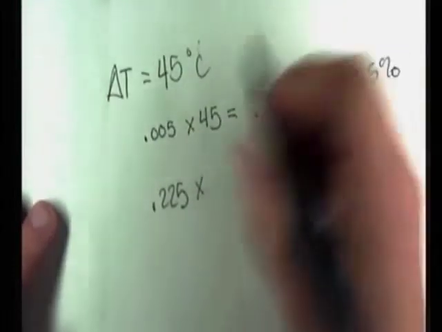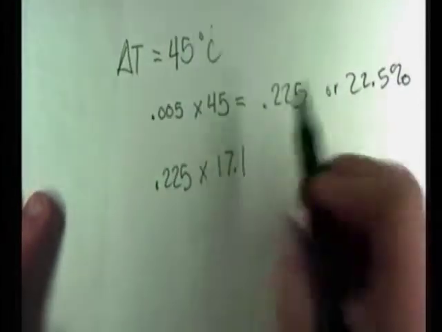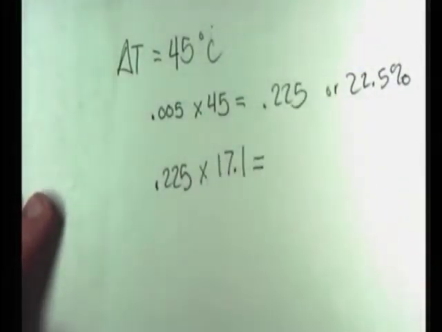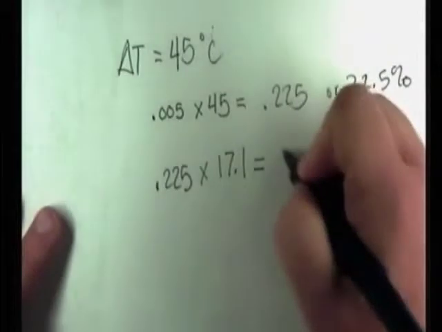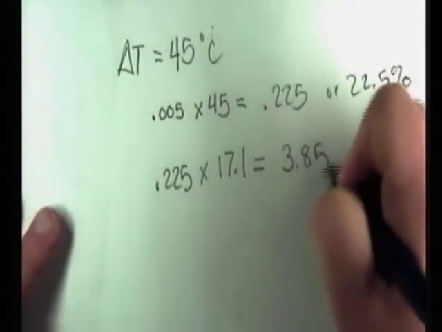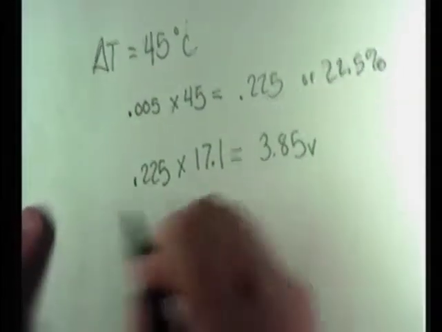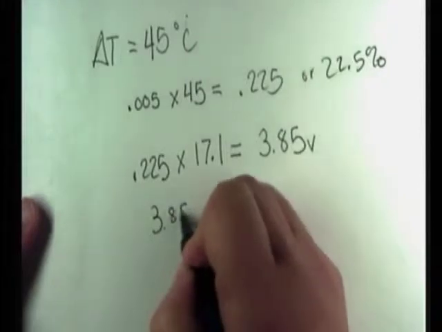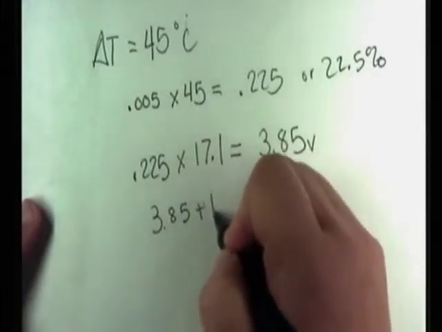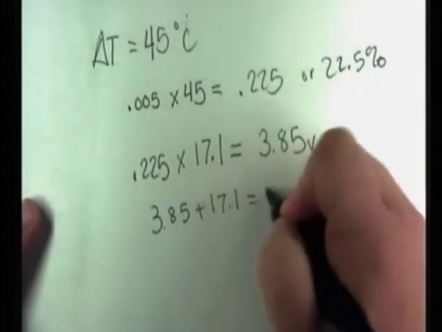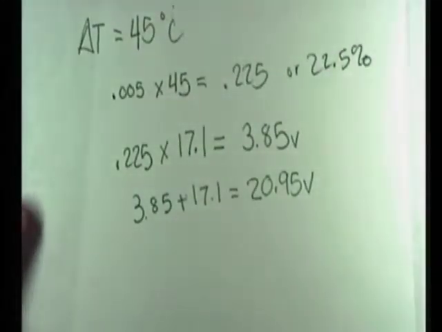Okay, so then because we are talking about volts, we're going to multiply this by 17.1 because that is what our voltage is for this particular solar panel, and the number we get is, who wants to tell me? 3.848. Okay, so we're going to call it 3.85 just for fun. So we have 3.85, and that is volts. So we have a difference of a 3.85 increase. So then we'll take our 3.85 and add it to the 17.1, which is going to give us 20.95 volts. And this is our new fancy number, 20.95 volts.